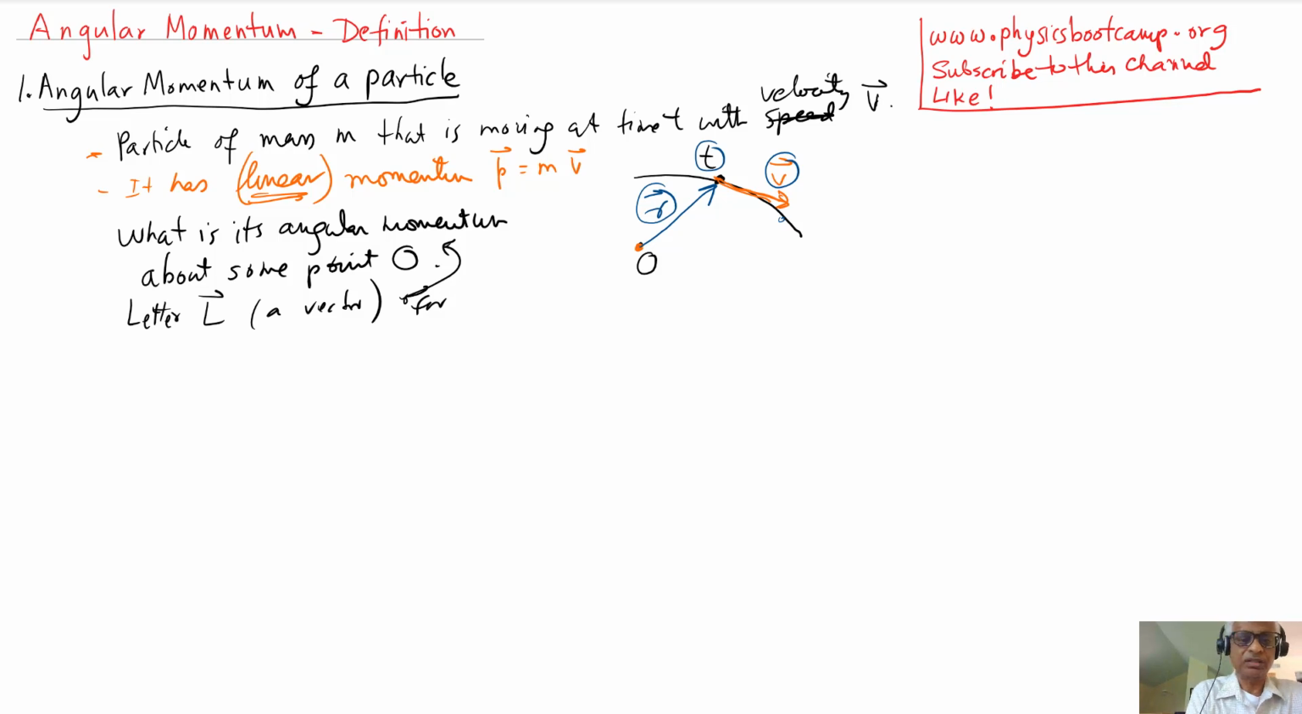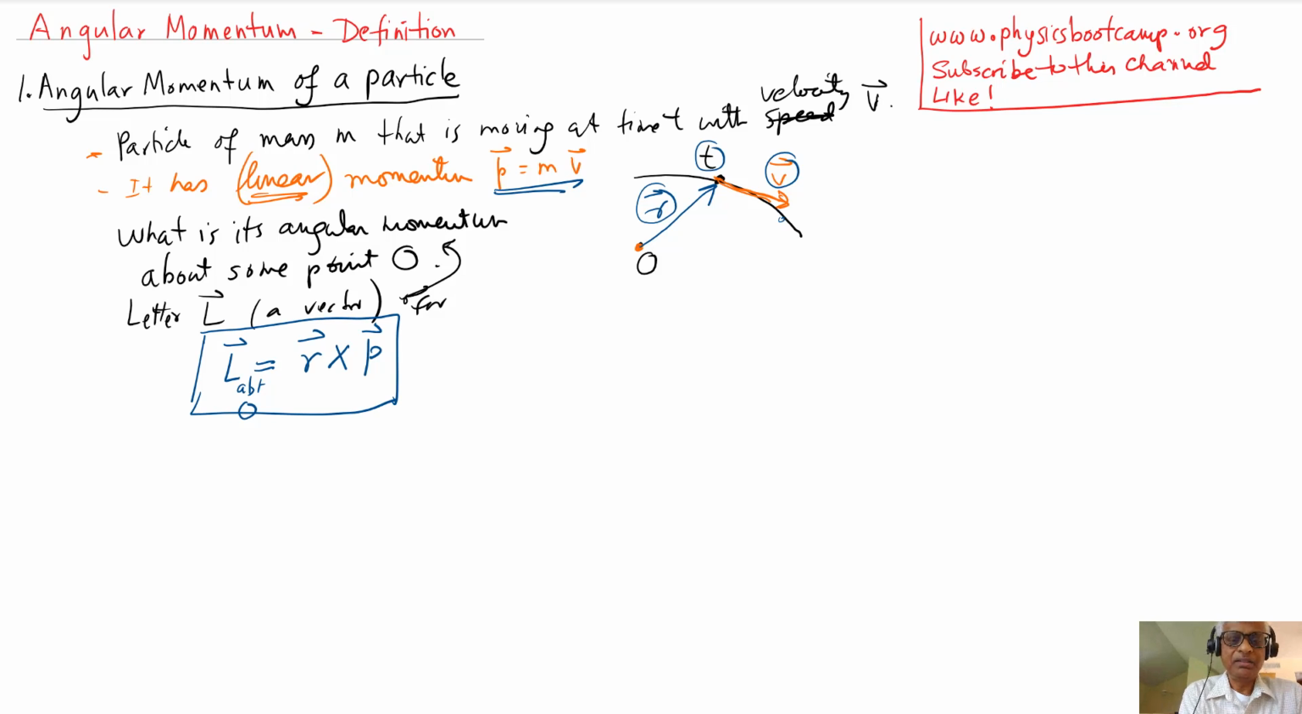So at this instant, angular momentum will be equal to r about O, r cross p, and p is the regular momentum. This is the most fundamental definition of angular momentum, and this is a cross product, and I will not explain it here, but I just use it. So let's look at some simple examples.